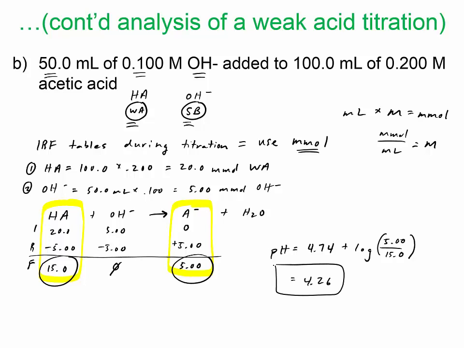Okay, so that's the key part of this problem: we're in the buffer region. We consumed all of the strong base that was added, so there's none left over. And so we ended up forming some of the conjugate base, and then we have HA remaining. So we could use the Henderson-Hasselbalch equation to do this part. Okay, so on to point C.